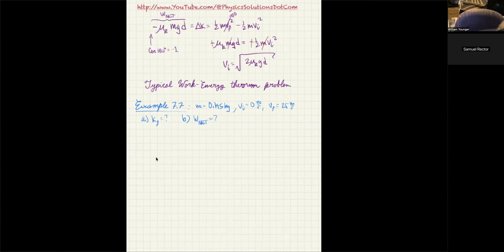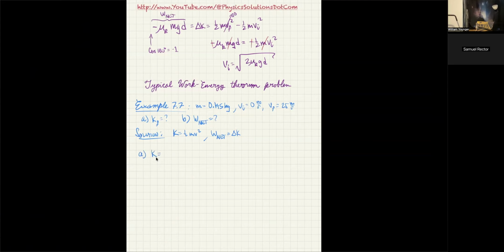So the solution requires two equations here. One, K is equal to 1/2 mv squared. That's one equation. And W net equals the change in kinetic energy is the other equation. So let's start off by calculating A.